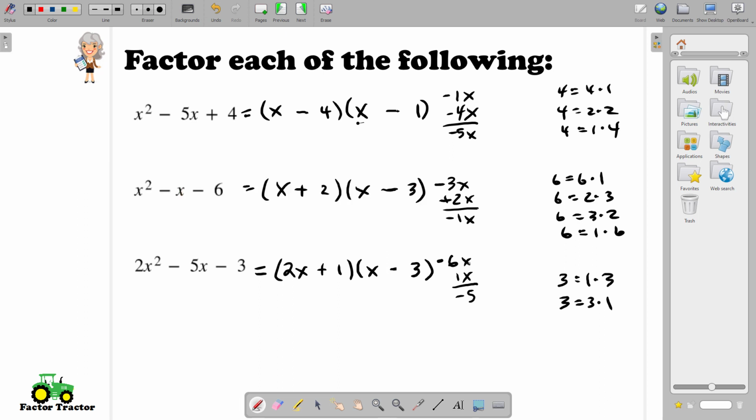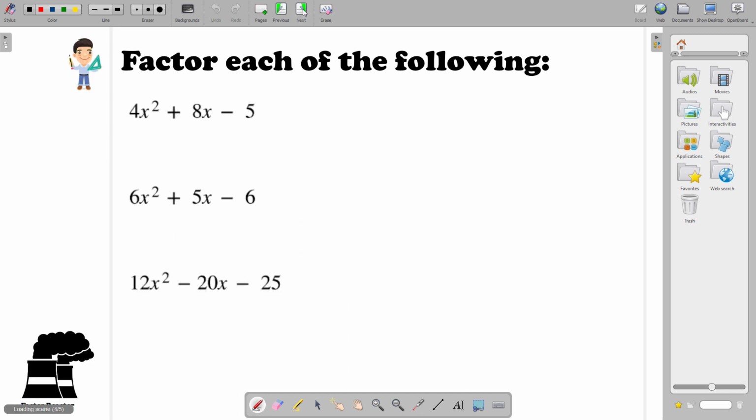2x times x is 2x squared. 2x times negative 3 is negative 6x. 1 times x is positive 1x. And then when we combine those, we get negative 5x. And positive 1 times negative 3 gives me negative 3. So my factors are 2x plus 1 and x minus 3.